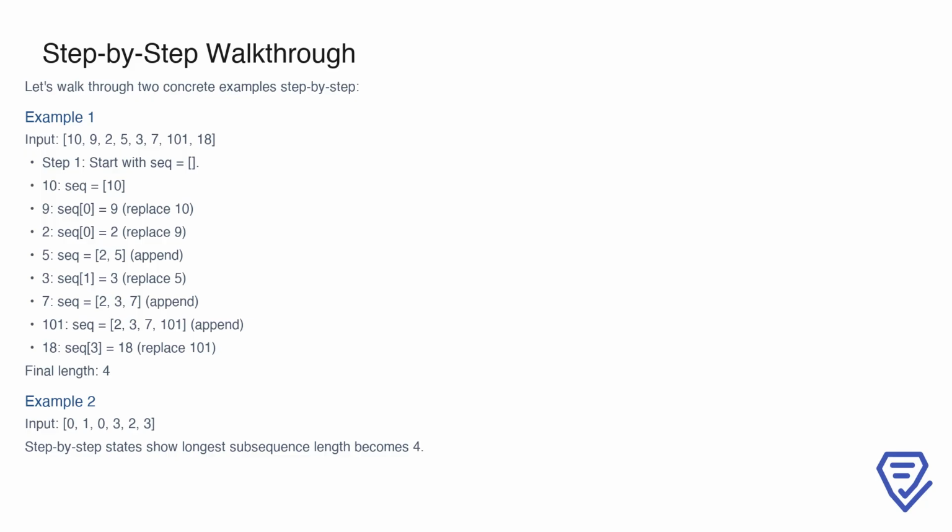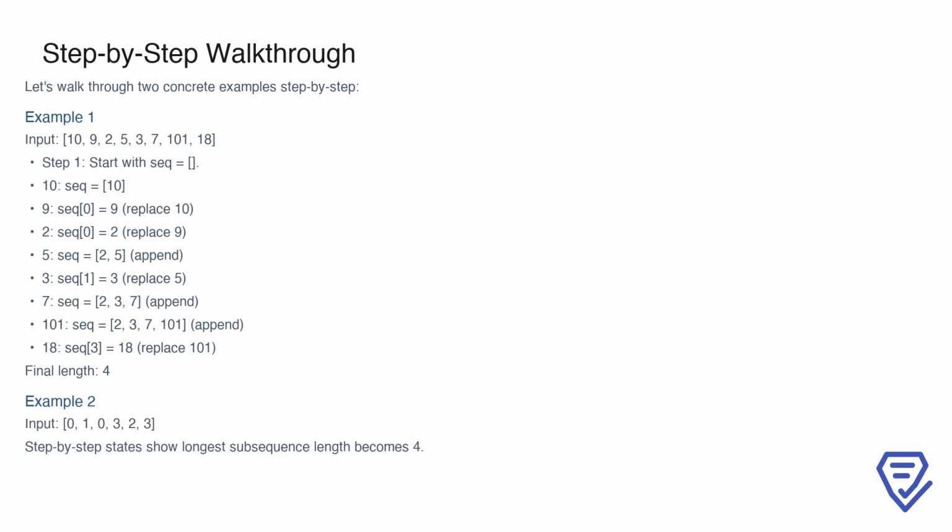As 3 comes, we use binary search to find out it replaces 5, forming 2, 3. For 7, it gets appended. 101 is much bigger, so we append. The last number, 18, replaces 101 in the last spot. Ultimately, the seq list shows 4 elements, corresponding to the answer 4.